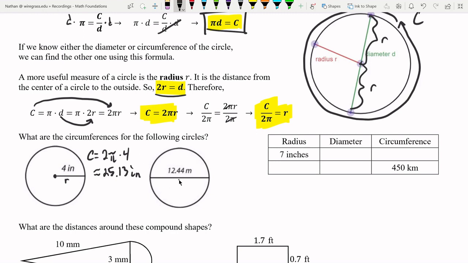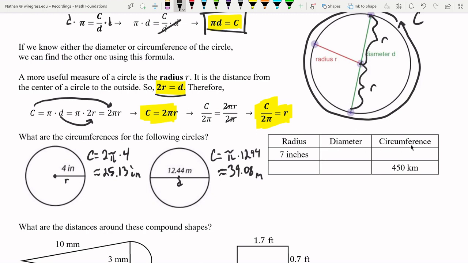Okay, here I know the diameter. It goes all the way across through the center. This is the diameter. And the circumference of the circle is pi times diameter, 12.44. So, using the pi symbol, 12.44. I'm going to round to 2 places again, so I should say approximately 39.08. This is in meters, so this is going to be in meters as well.